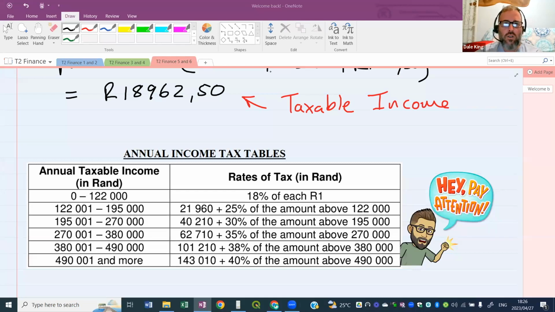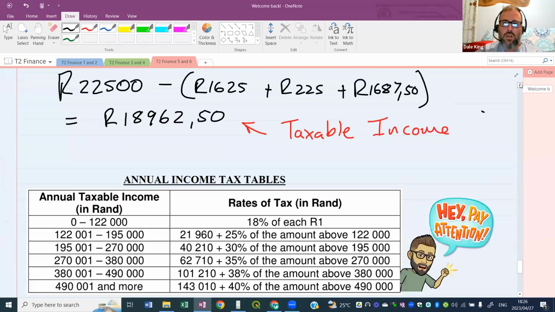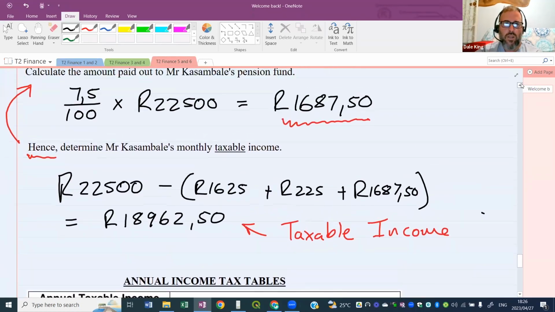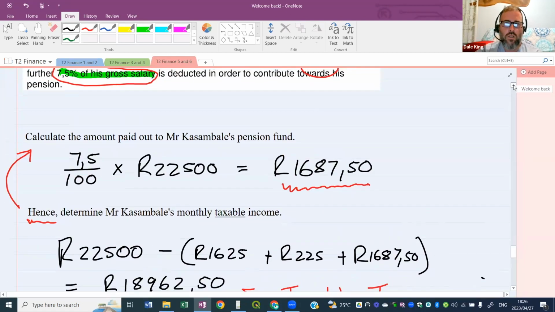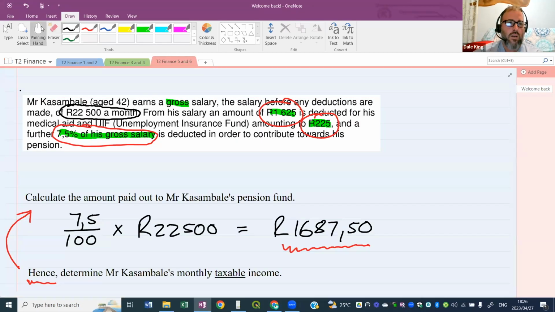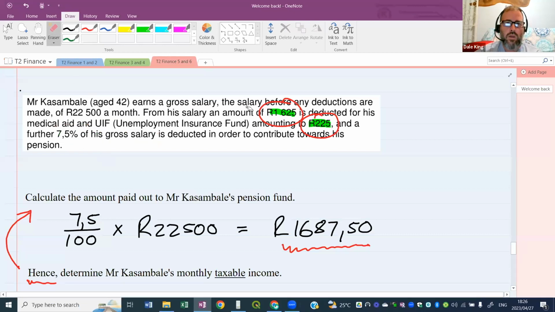Now, the first thing I need you to notice is this whole calculation that we did. If I go back up to the text at the top here, let me scroll up, I want you to notice a special word. I'm going to erase all of this, and we're going to look at this text again, because there's something in here that you need to see. It says here, Mr. Cousinbali, age 42, earns a gross salary, the salary before any deductions are made, of 22,500 a month. This is a monthly salary. We've just worked out his monthly taxable income.